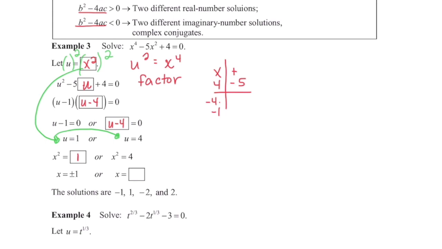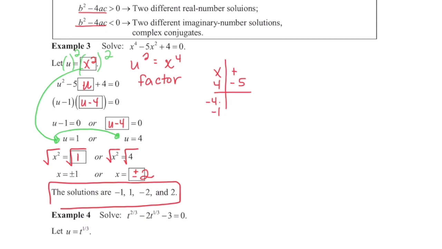Now we can finish solving for x by taking the square root of both sides. Taking the square root of 1 will give us plus or minus 1, and taking the square root of 4 will give us plus or minus 2. So our solutions are negative 1, 1, negative 2, and 2.